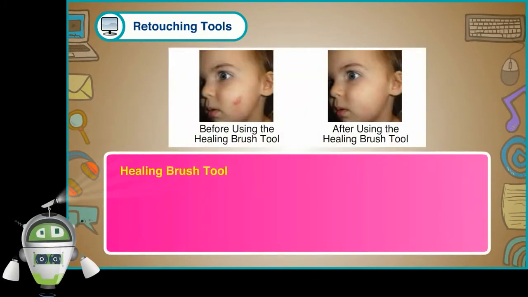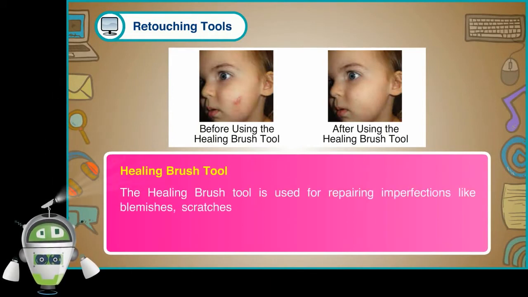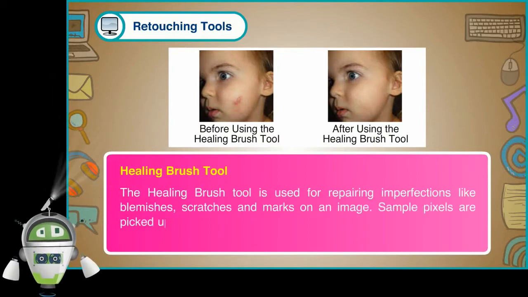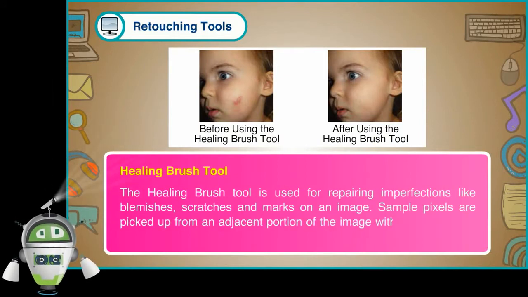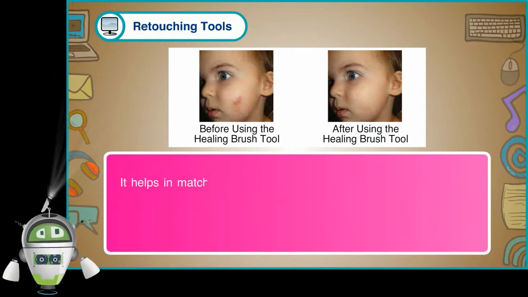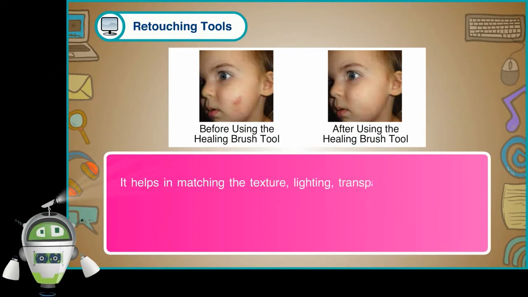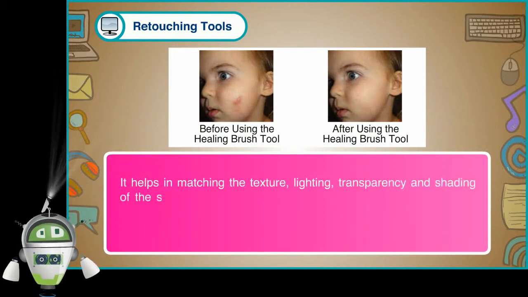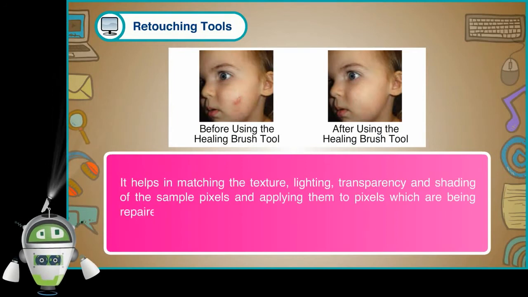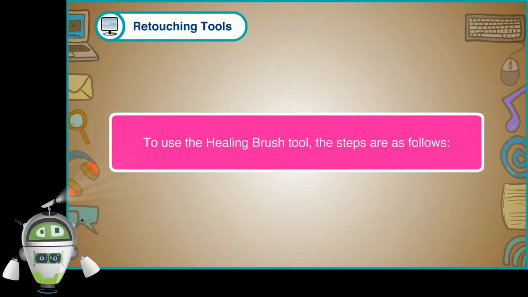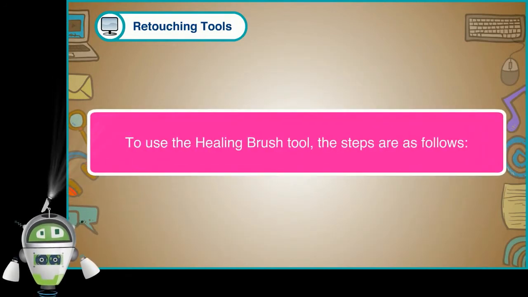Healing Brush tool. The Healing Brush tool is used for repairing imperfections like blemishes, scratches, and marks on an image. Sample pixels are picked up from an adjacent portion of the image with the help of the Healing Brush tool. It helps in matching the texture, lighting, transparency, and shading of the sample pixels and applying them to pixels which are being repaired. To use the Healing Brush tool, the steps are as follows.